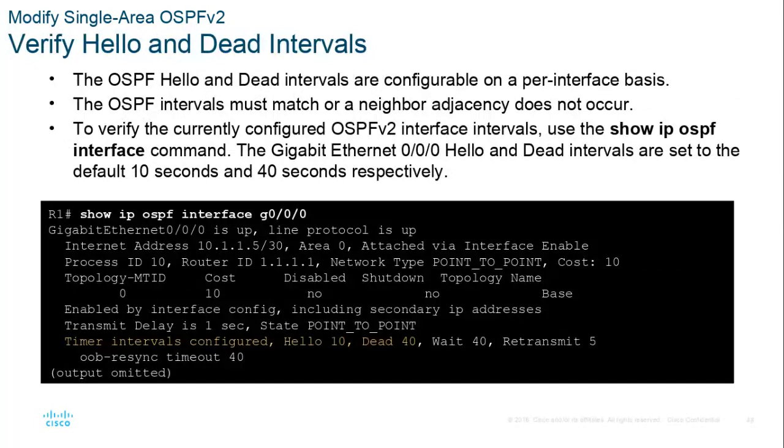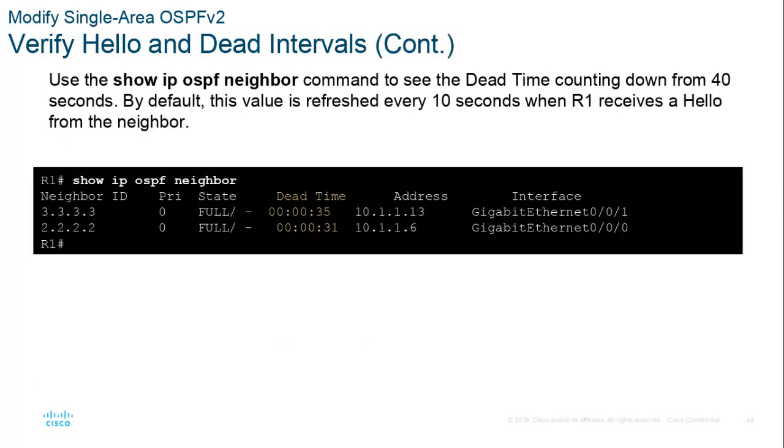Let's verify these intervals. I'm going to type show IP OSPF interface. And look, timer intervals: hello 10, dead 40. I can verify this. Like Reagan said, trust, but verify. I can also type show IP OSPF neighbor, and I can see these timers counting down. So here's my neighbor router 3.3.3.3. The dead timer has counted down to 35 seconds. It should never go below 30, because every 10 seconds it should go back up to 40 again and start counting down from 40. The other router is 1 second away from another update.